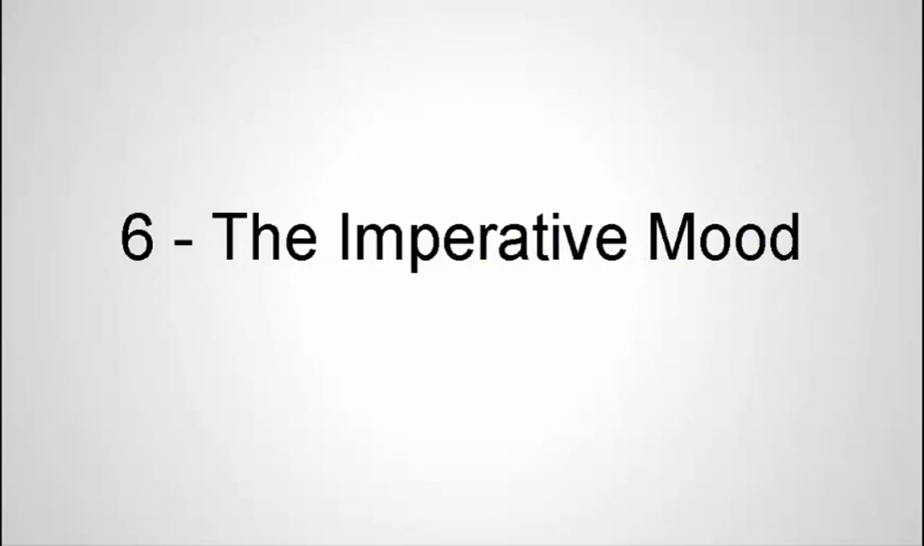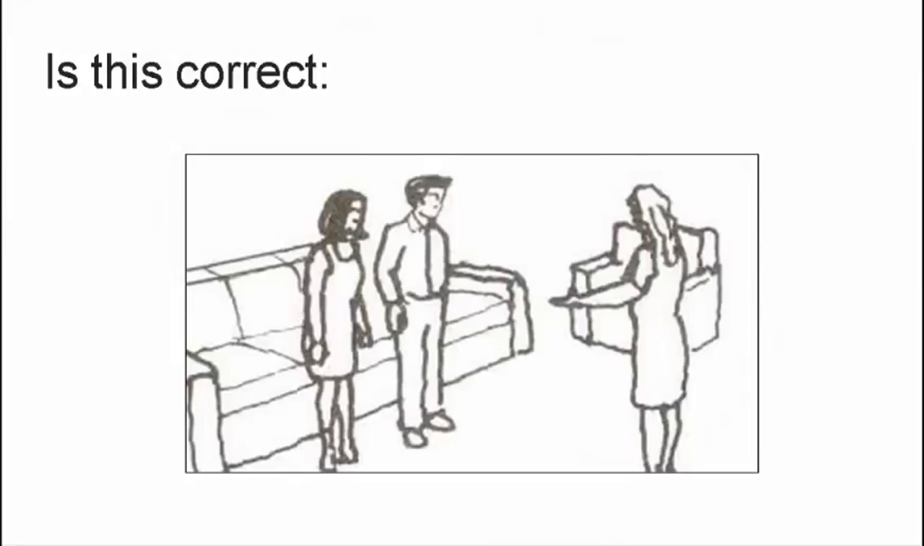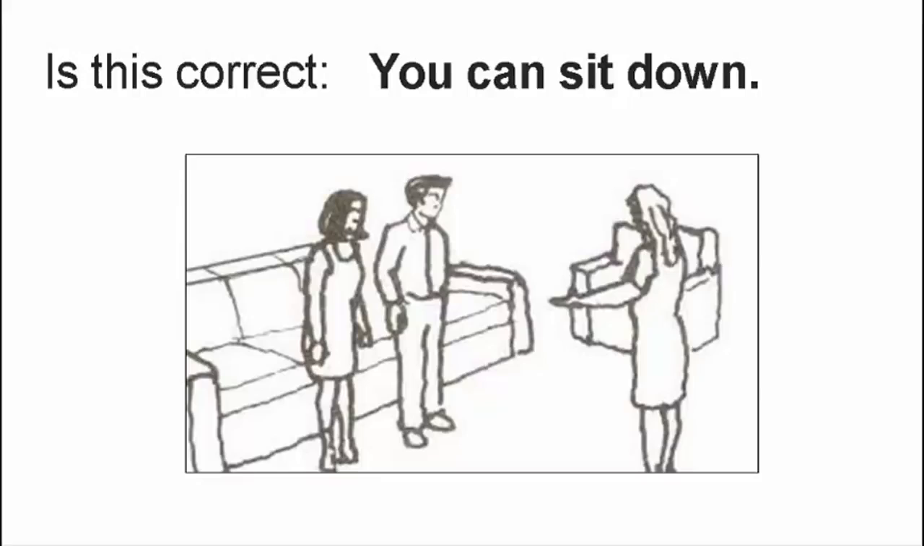This is the 6th video. It's called the imperative mood. Let me ask you a question. Say you go to your friend's house and you think that it's time for everybody to sit down and talk. What do you say? Is this correct? You can sit down. No, this is not correct.